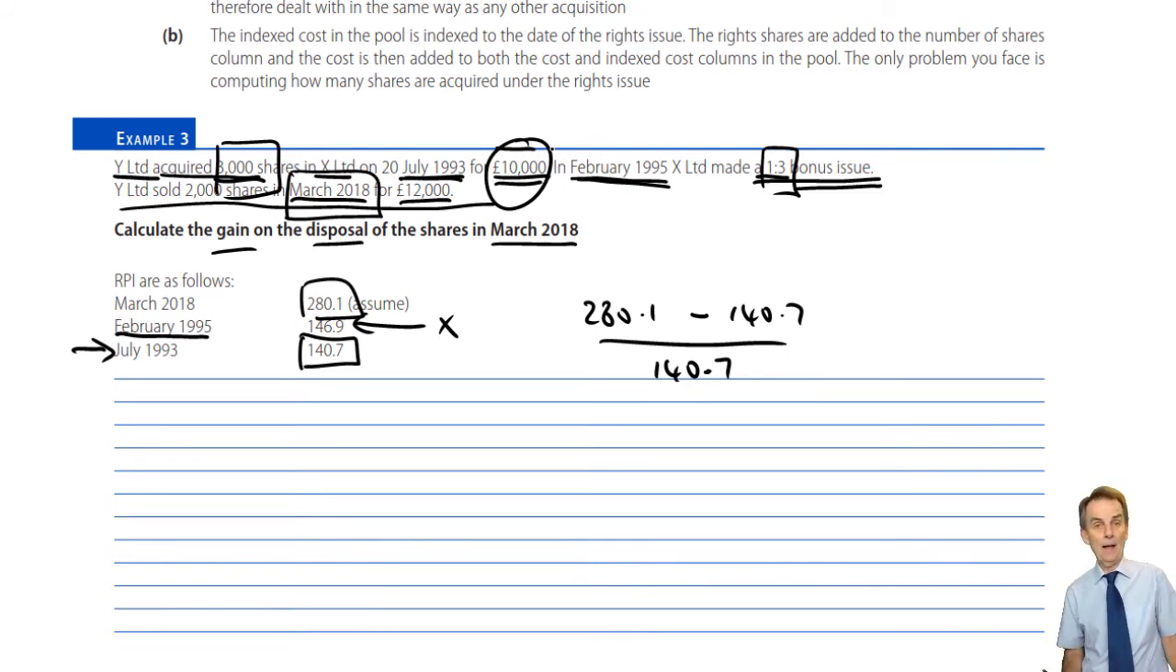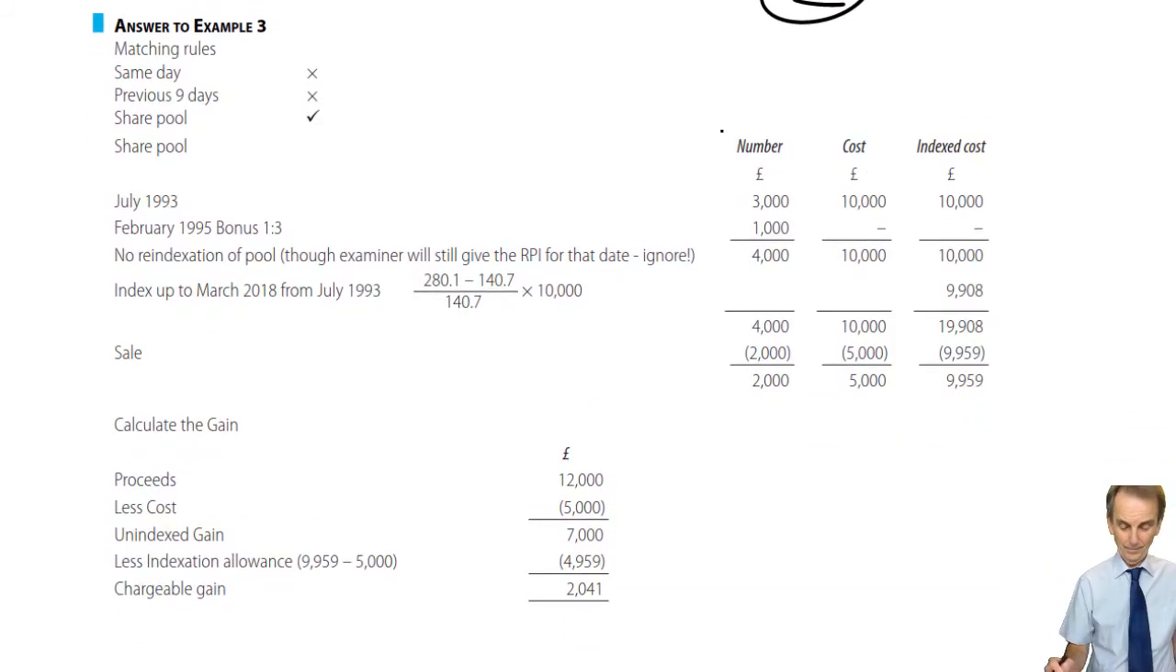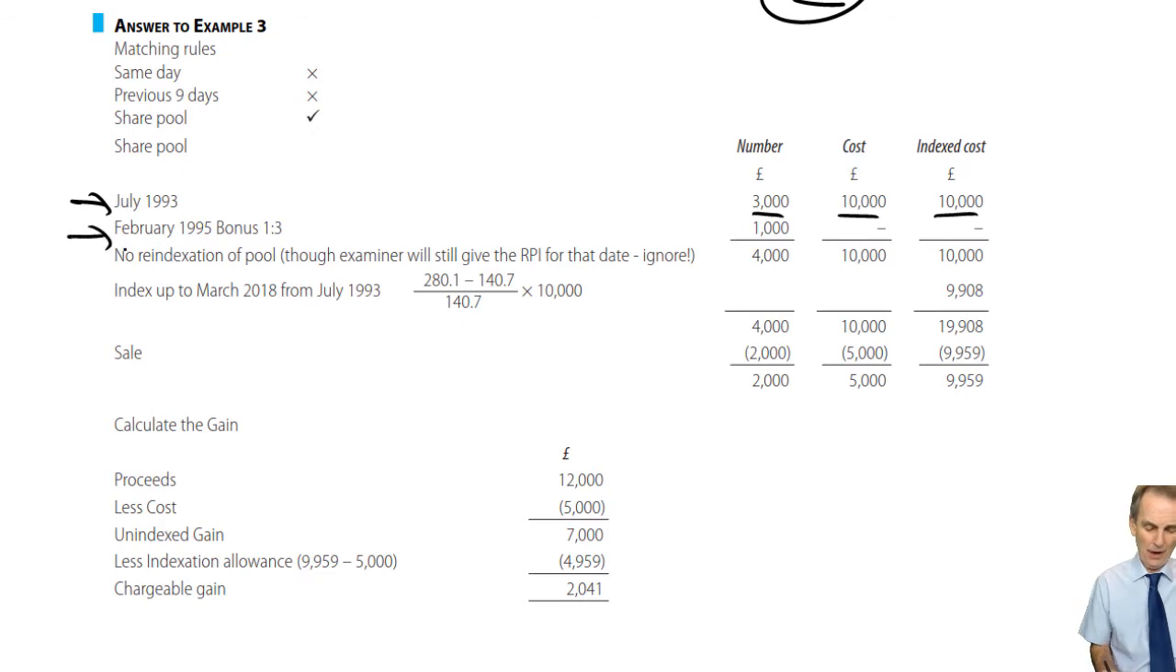Now, I'm going to whip through to the answer and have a look at that. Again, pause at this point. Try and construct that share pool for yourself, taking account of that bonus issue. Okay, here we go, therefore, in terms of our answer to this. As we said, July 93 acquisition: number of shares, cost, and put the figure in the index cost column as well. February 95, a bonus issue.